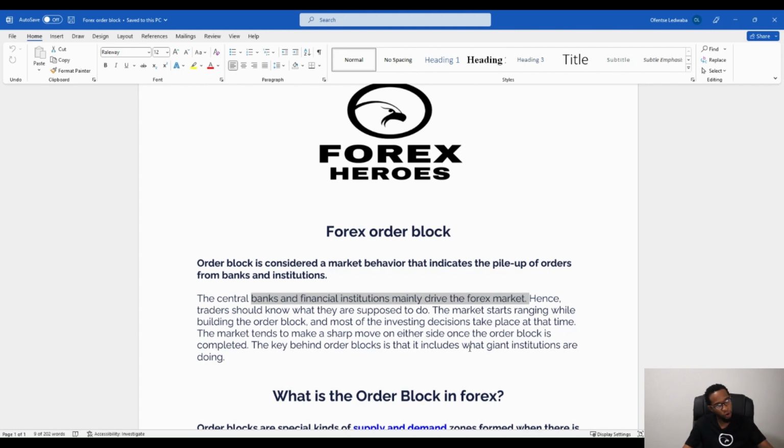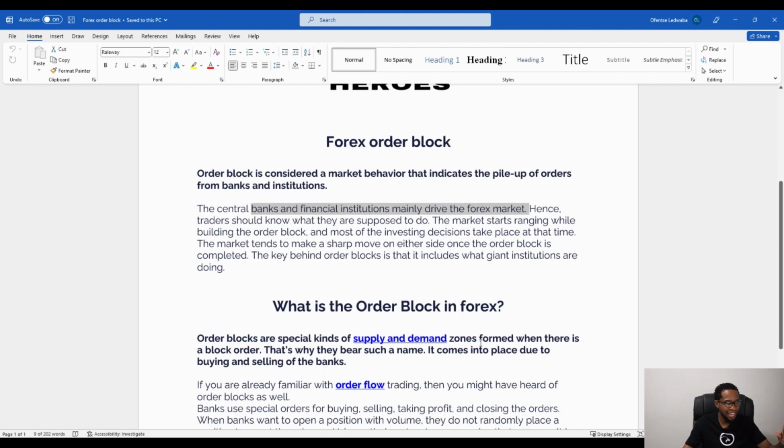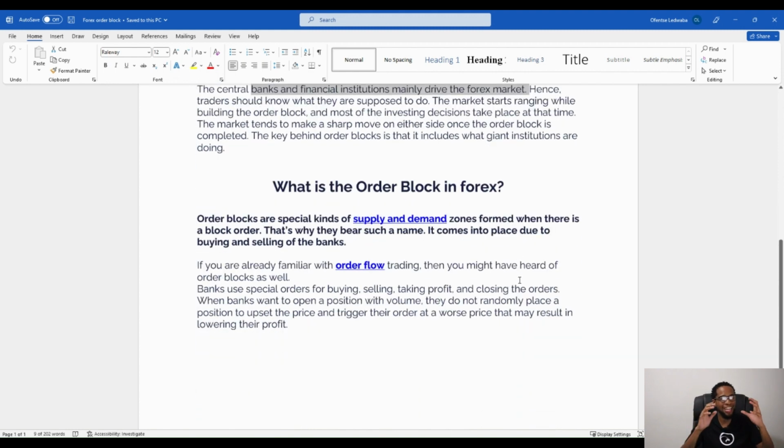The key behind order blocks is that it includes what giant institutions are doing. So by understanding what an order block is and being able to apply it in the forex market, you are able to see where the big institutions are likely to take the market, where price is most likely to go. What is the order block in forex?